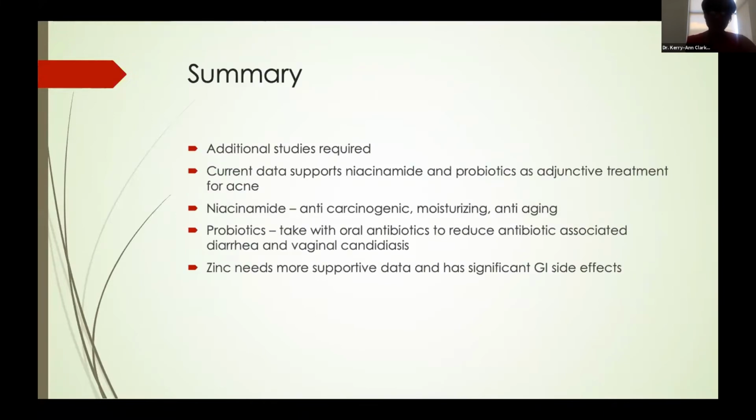So in summary, for natural treatments, we need additional studies for these. Current data supports niacinamide and probiotics as adjunctive treatment. The good thing with niacinamide is that it also has anti-carcinogenic properties and anti-aging properties. Probiotics are good to take with your oral antibiotics, right, to reduce antibiotic-associated diarrhea and vaginal candidiasis. Zinc, not such a good option, not enough data supporting the use and too many side effects.